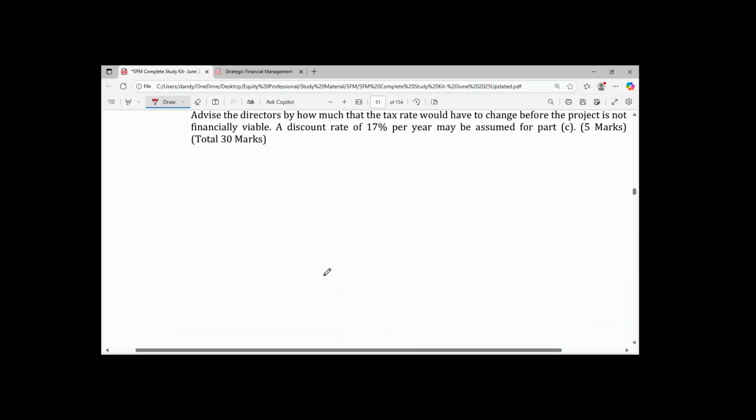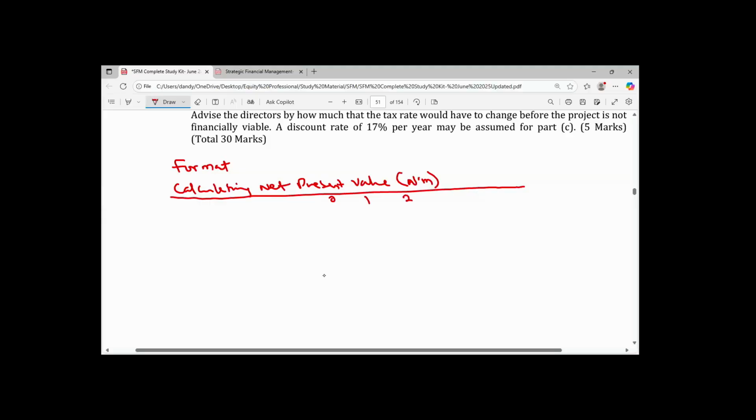Yes, the format for calculating NPV, for example. So I would say calculating net present value. Let's say our figures are in million naira. So let's say the useful life of this project is 3 years. So I have year 0, year 1, year 2, year 3, then we create a column for workings.